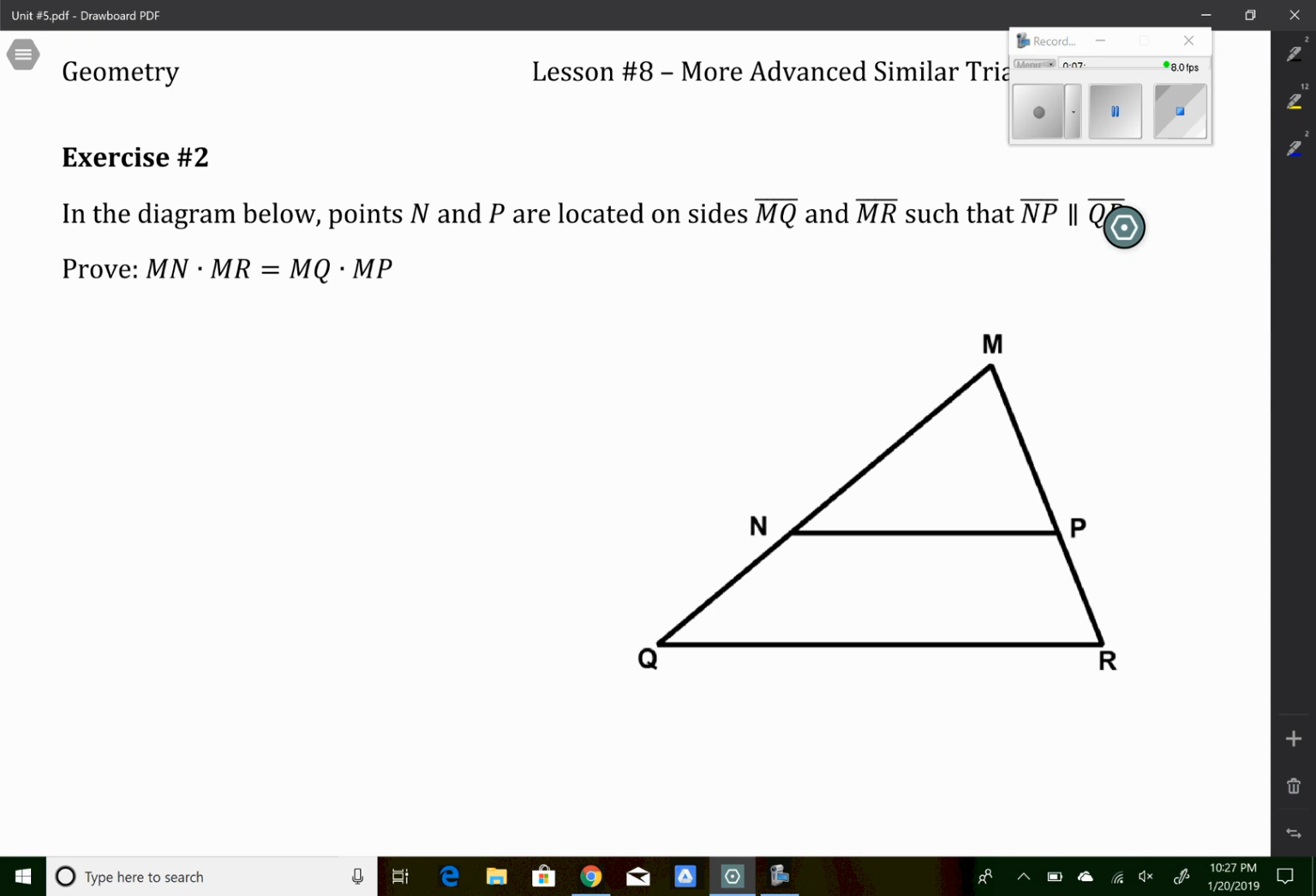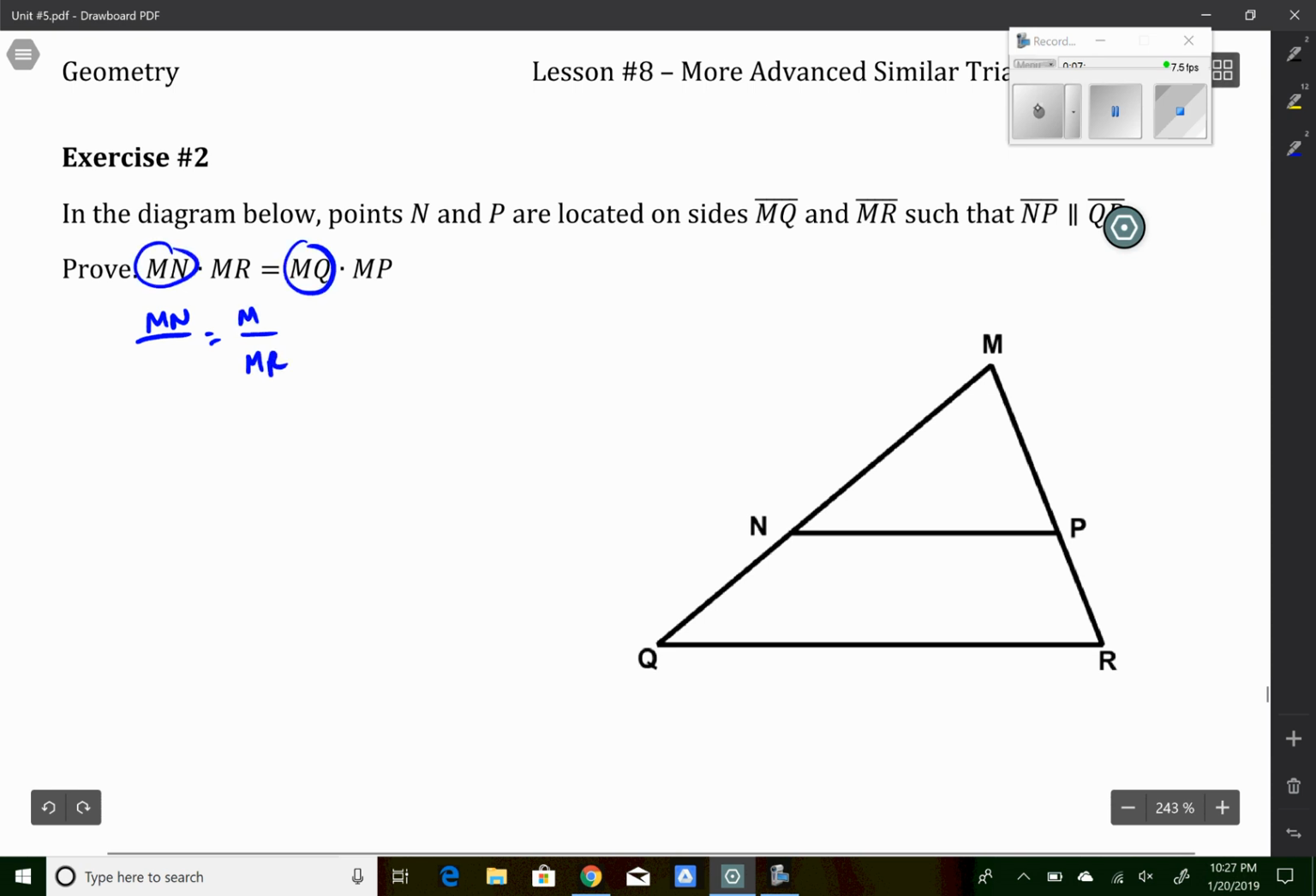So again, we're looking for angles. If we know we have congruent angles, we know I have similar triangles. So again, I know that MN has to be multiplied by MR. MN and MQ match, so I got to make MQ across from MN. So I make a valid proportion. That's the proportion I'm going to try and use in my proof. But before I could get there, I have to first show these two triangles are similar to each other.